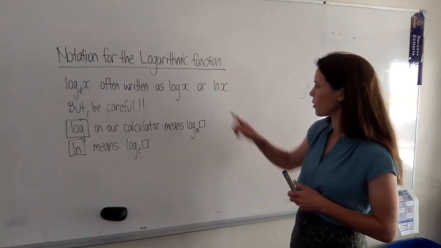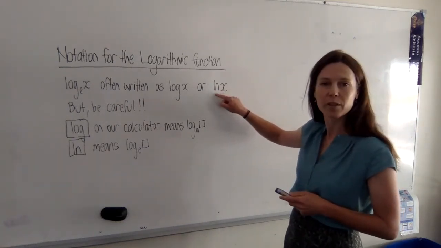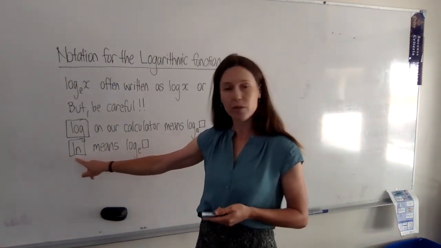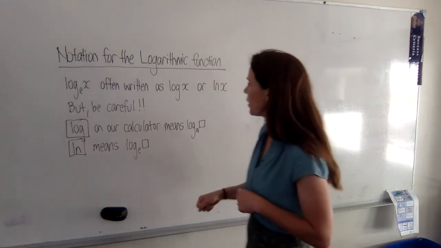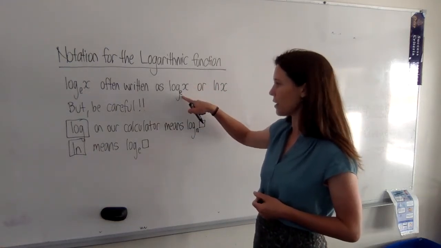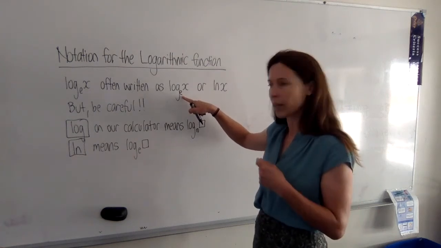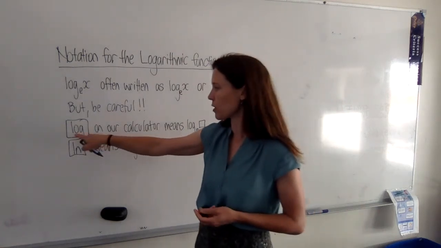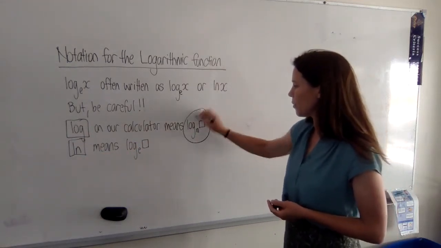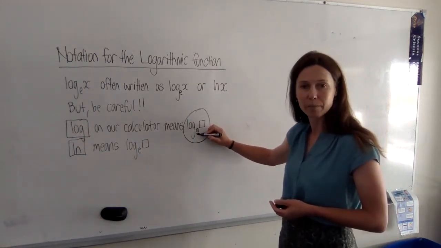Now, we need to be careful. The ln is okay because it's very clear when you see ln that it's going to be a natural log. And in fact, for natural logs on our calculator, we use the ln button. But be careful with this one. This one could actually mean that it has a base of e, but it's not written. And when you use your calculator, you need to be careful not to just press the log button automatically, because on our calculator, the log button means log with a base of 10.